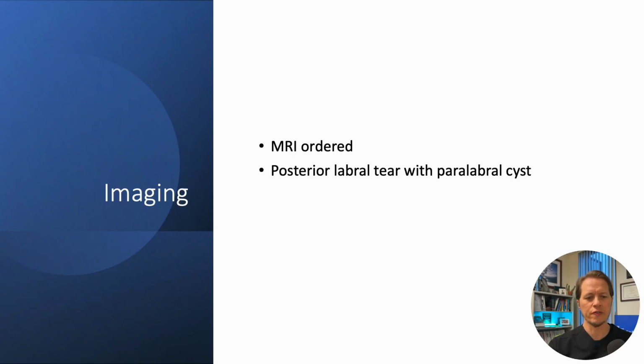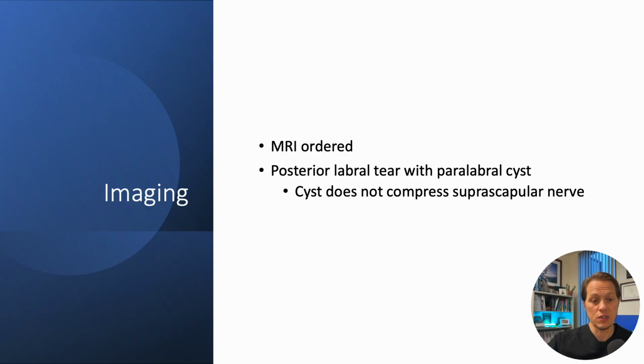So to push the case forward, we eventually get an MRI. There is a posterior labral tear and a paralabral cyst, so that might have accounted for some of those labral signs on physical exam, maybe some of that pain with golfing. It was in the posterior area.